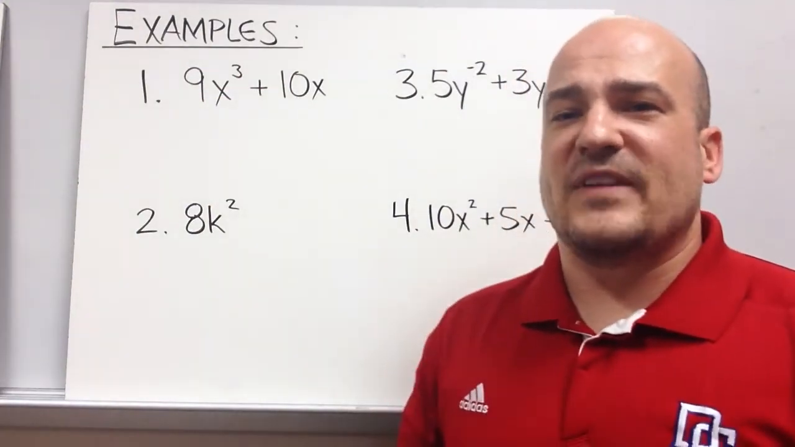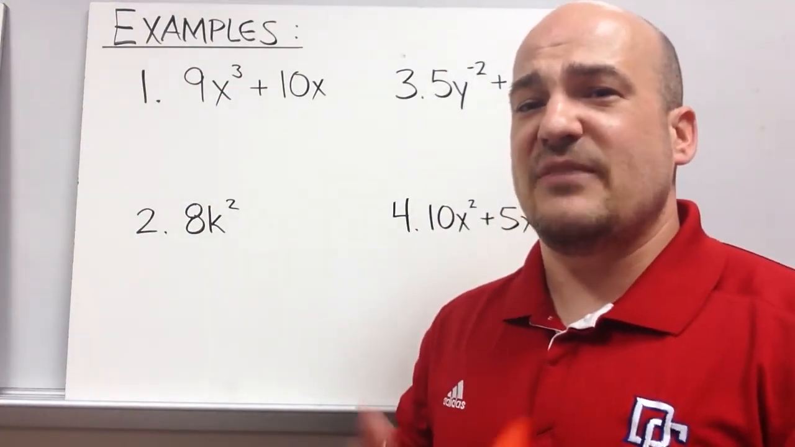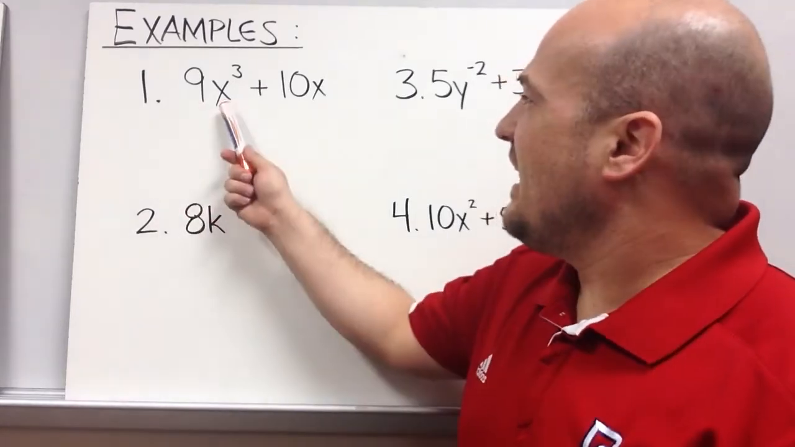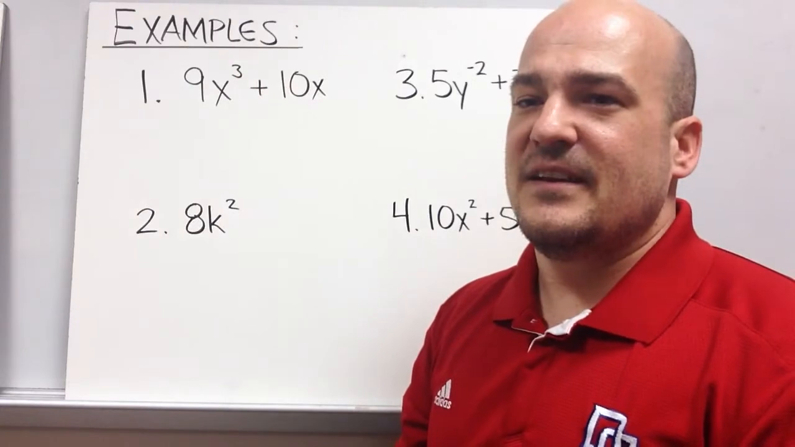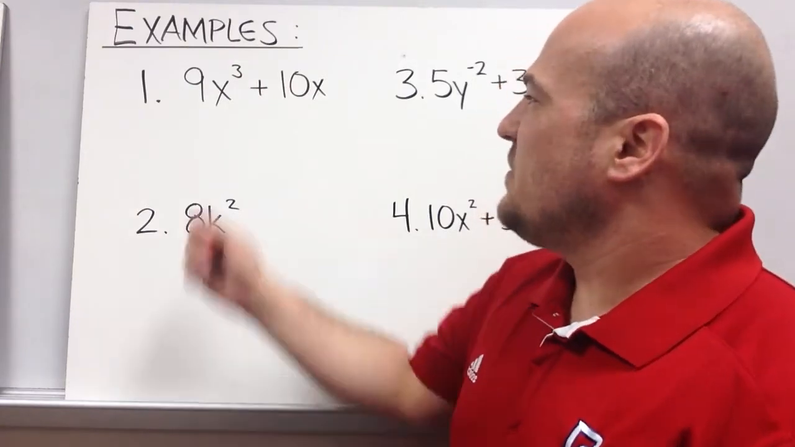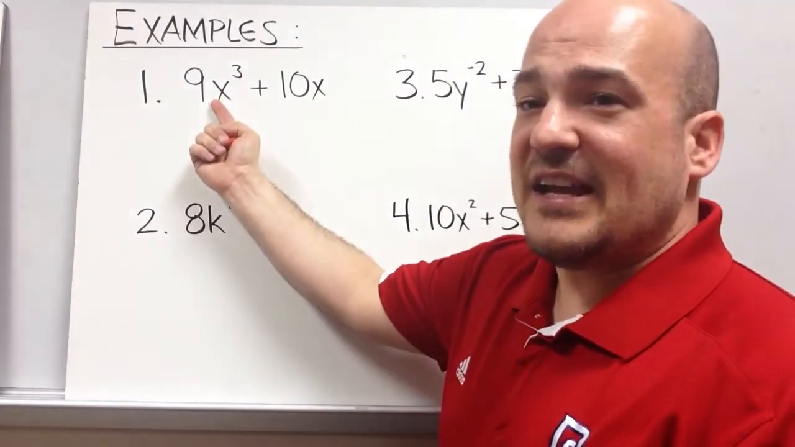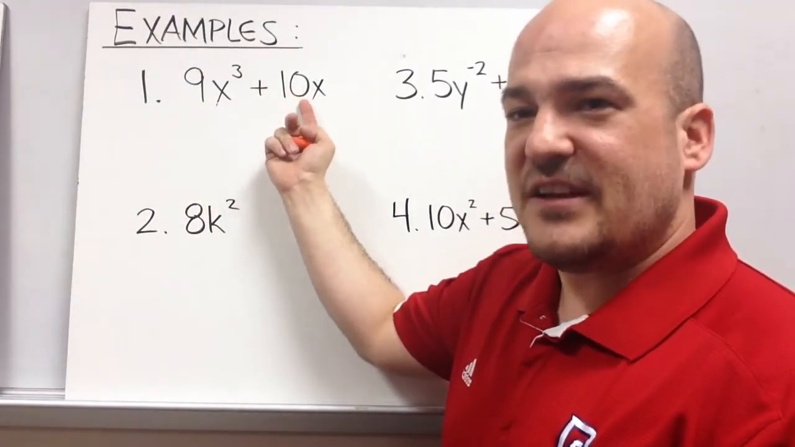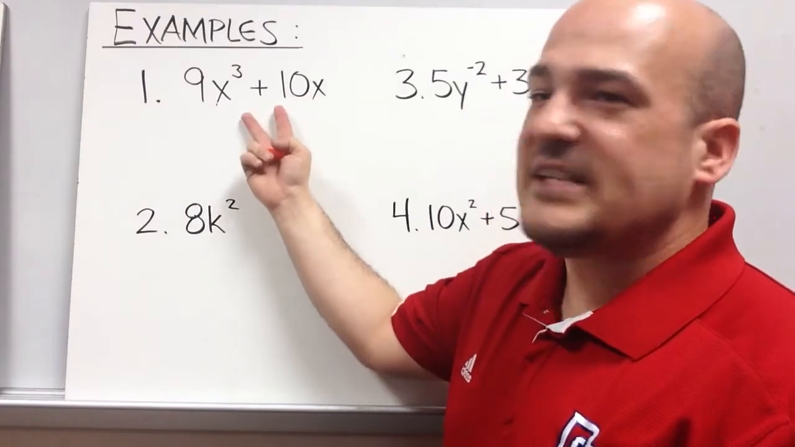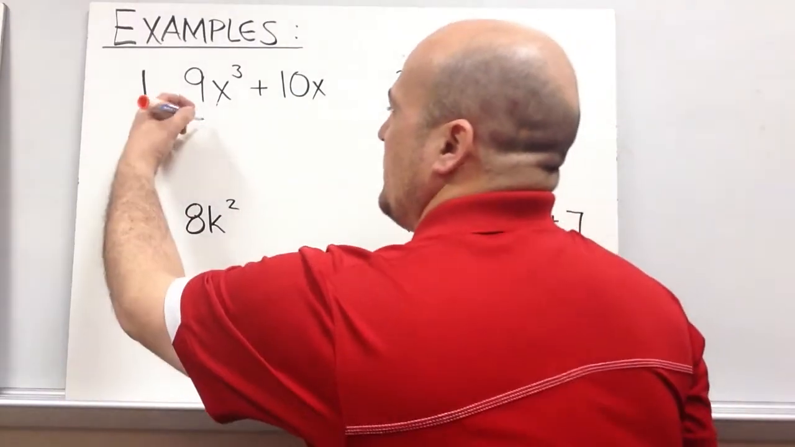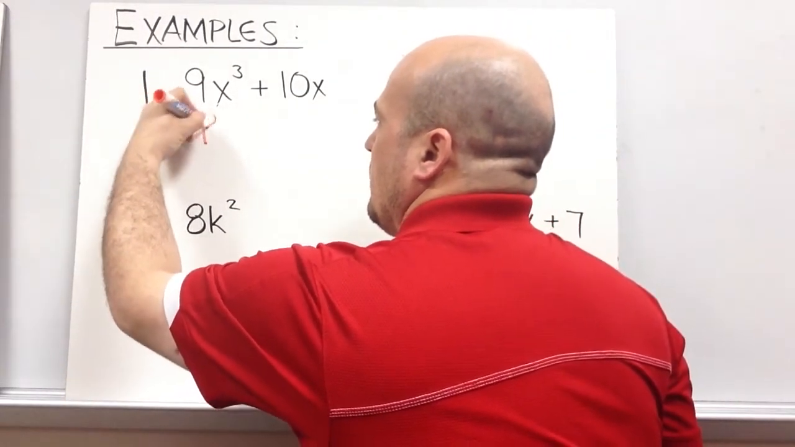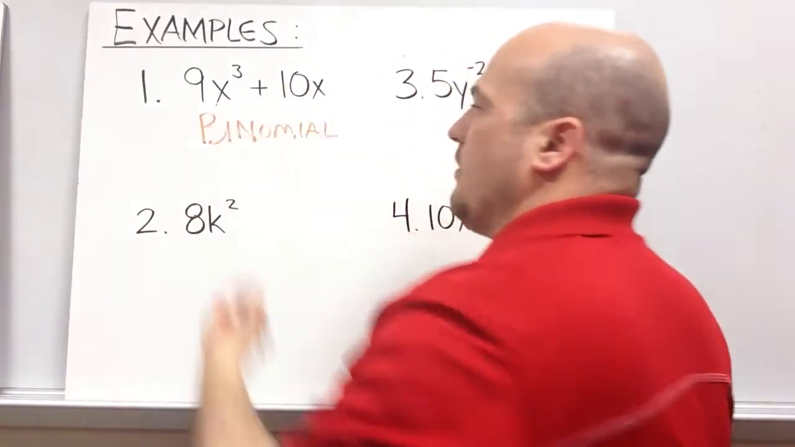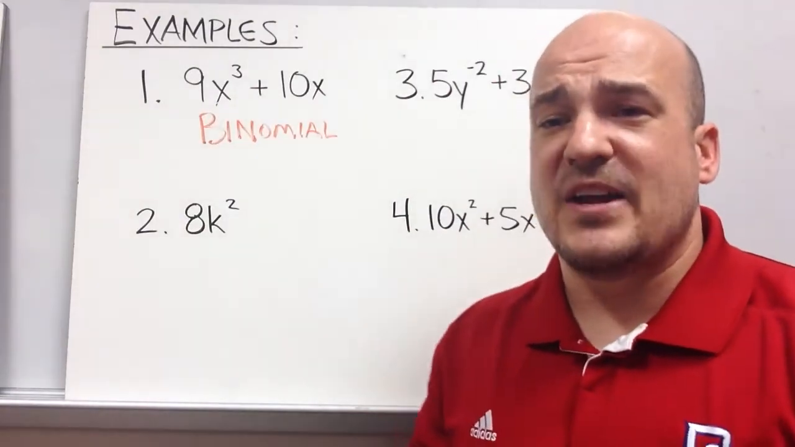Here are four examples, and let's talk about each one and see if we can classify or name it. Example number 1 is 9x to the third plus 10x. If we look at this, we have a term, 9x to the third power, plus 10x, another term. So we have two terms. Anytime we have two terms, we call that a binomial. So number one is a binomial.